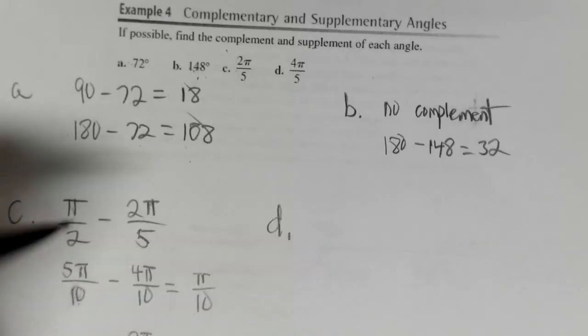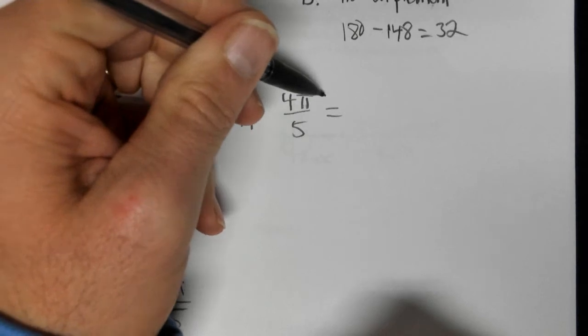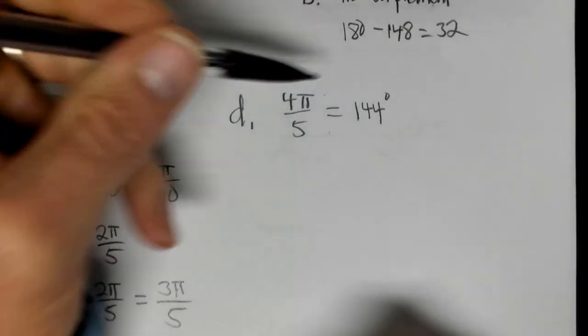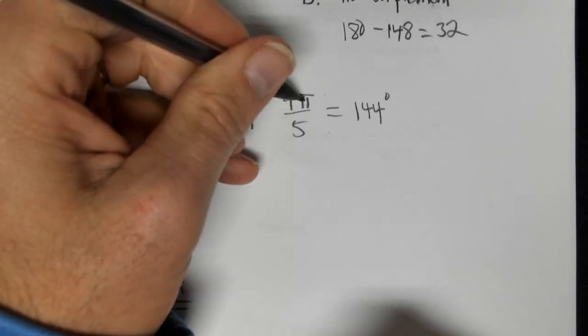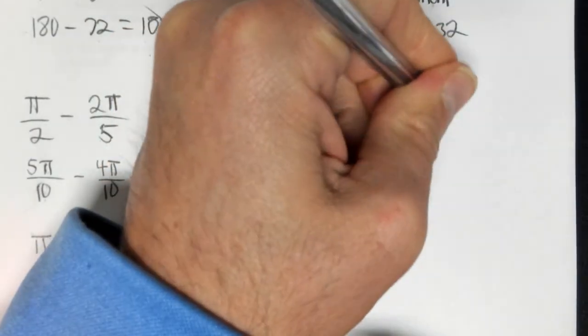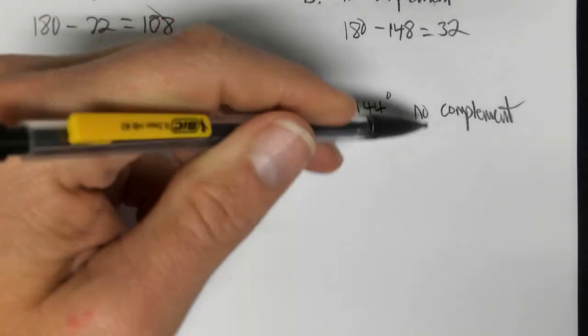All right, so we've got one more to do here. For this one, we want to find the complement and supplement of the angle 4 pi over 5 radians. If you convert that by multiplying by 180 over pi like we did in the last section, you will find that it is 144 degrees. Pi is 180 degrees, so 4 pi over 5 is close to pi, and it's definitely over 90, which means there's no complement. If you had subtracted it from pi over 2, your answer would have been negative, and that's your clue that there's no complement.